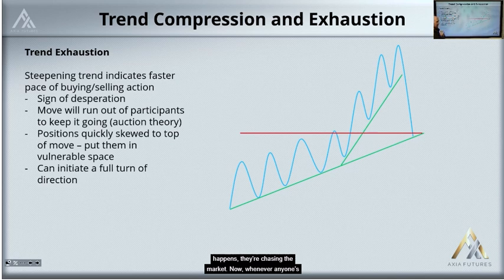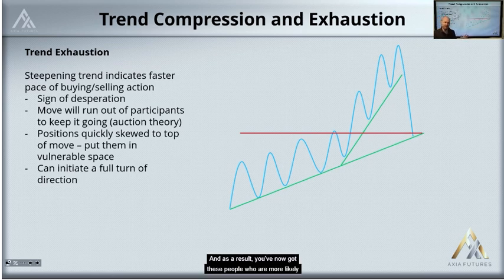Now, whenever anyone's chasing a market, people are eventually going to run out of willingness to continue to chase. You think about anything that you would want to buy. If the price goes up, you might be willing to pay a slightly higher price. But there's a limit to how much higher you pay, particularly if that price rises very, very rapidly. So what ends up happening is you get this positioning chase. People build positions very quickly higher. So market accelerates up. That's your exhaustion of move.